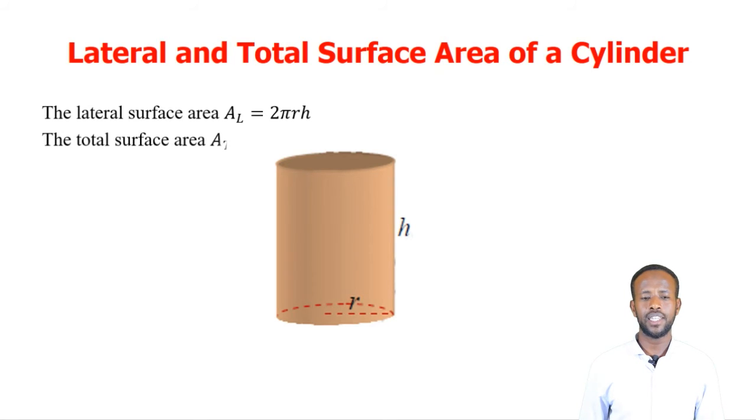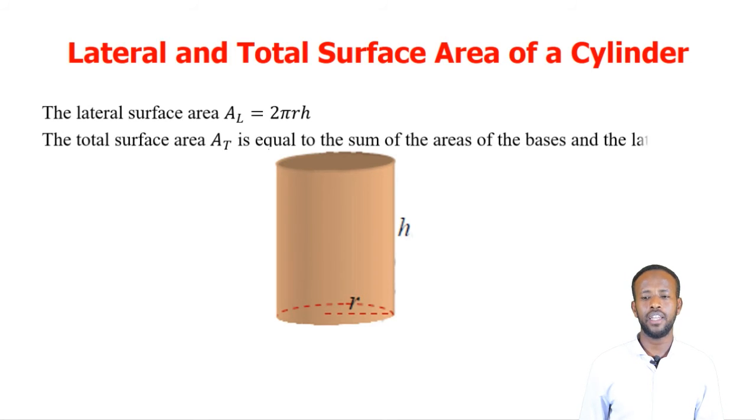The total surface area is equal to the sum of the areas of the bases and the lateral surface area.